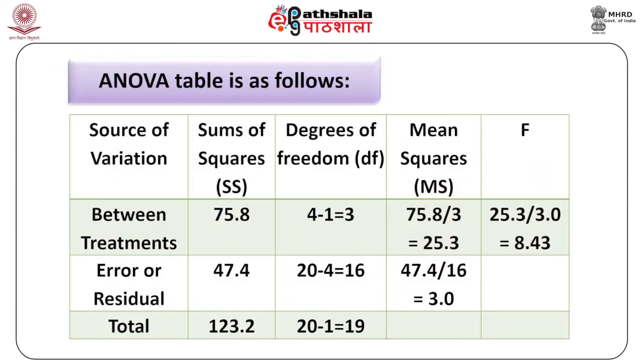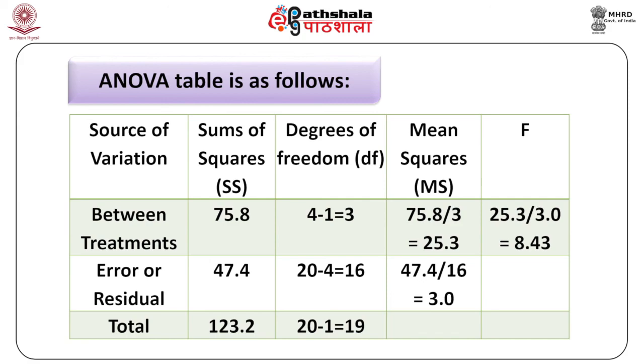Now, the ANOVA table is as follows. We have source of variation as between treatments and error or residual, and the final row is total. We have sum of squares, that is SS, degrees of freedom DF, mean squares MS and F. Respectively, we have between treatments SS equals 75.8, degrees of freedom equals 3, mean squares equals 75.8 divided by 3, that is 25.3, and F equals 25.3 divided by 3, which is 8.43.